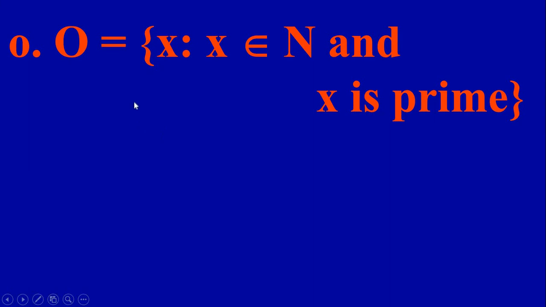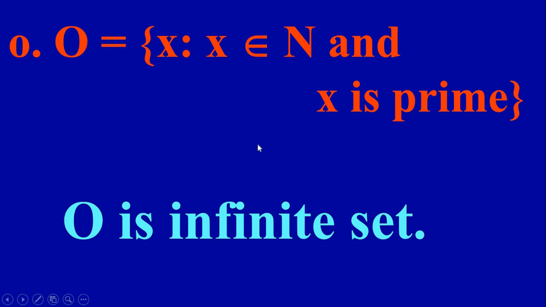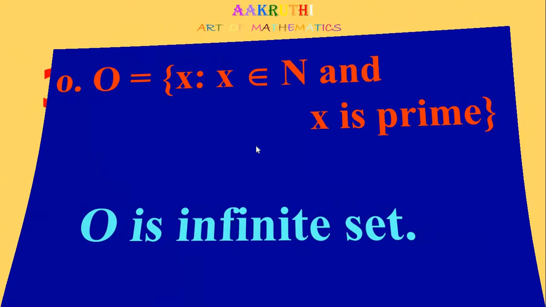So next one, O equal to the set of all x such that x belongs to N and x is a prime number. Now you have to find natural prime numbers. Which are natural prime numbers? So it is, now the starting prime number is 2. So we have to start from 2 and next it is 3, 5, 7, 9 is not prime. Next it is 11. That is 2, 3, 5, 7, 11, etc. There are many natural prime numbers. So therefore this is an infinite set. Now here O is an infinite set.